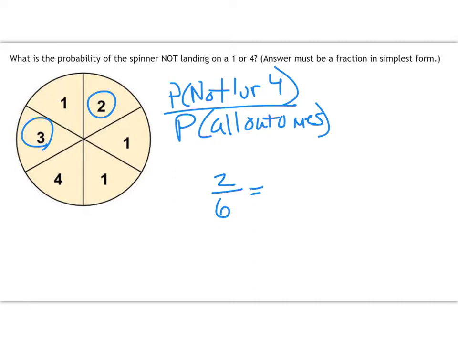However, we really need to simplify that, and I think that's where the problem was. We simplify that to 1/3, and that would be the answer.